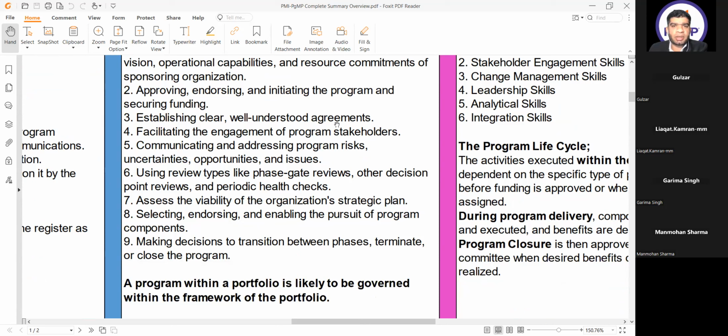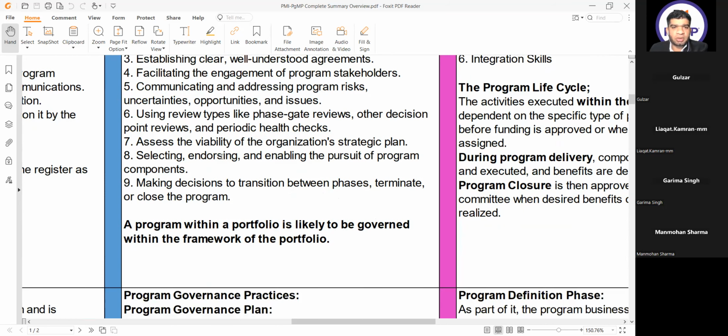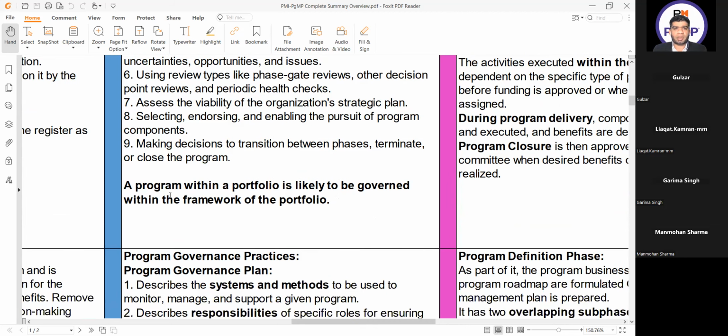Establishing clear, well understood agreements, facilitating the engagement of program stakeholders, communicating and addressing program risks, uncertainties, opportunities, and issues, using review types like phase gate reviews, other decision point reviews, and periodic health checks, assessing the viability of the organization's strategic plan, selecting, endorsing, and enabling the pursuit of program components, making decisions to transition between phases, terminate or close the program. A program within a portfolio is likely to be governed within the framework of the portfolio.